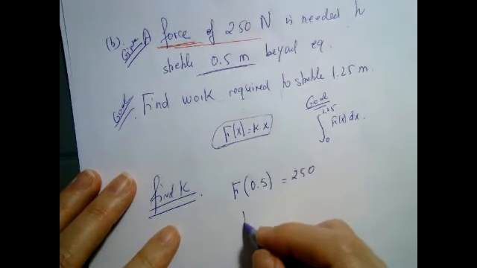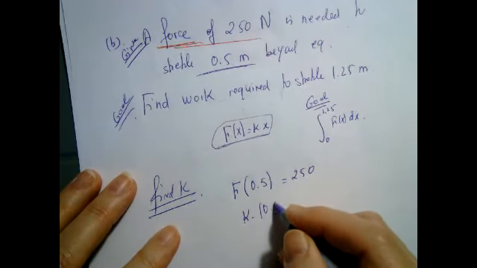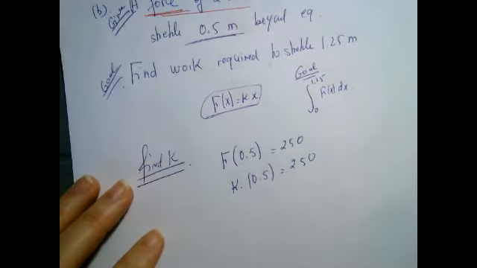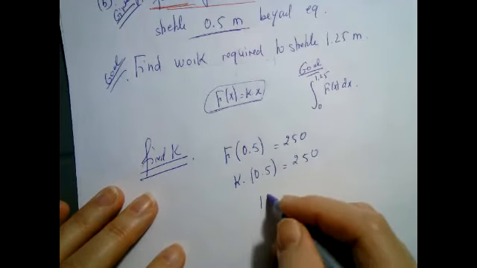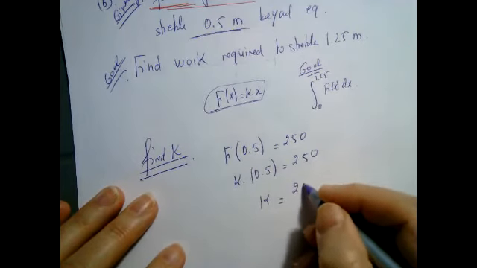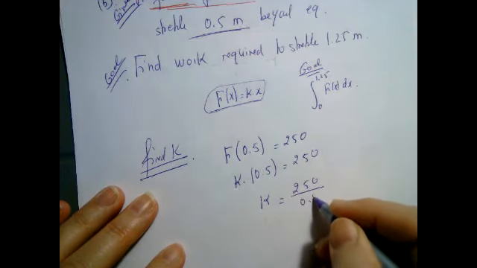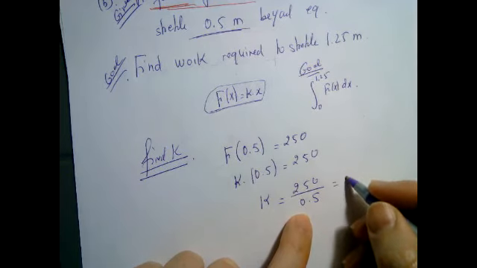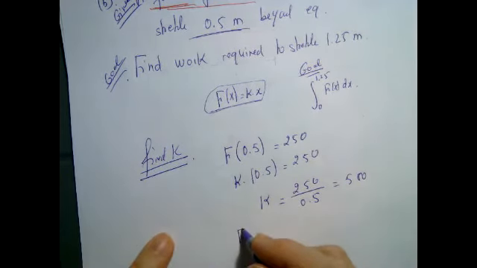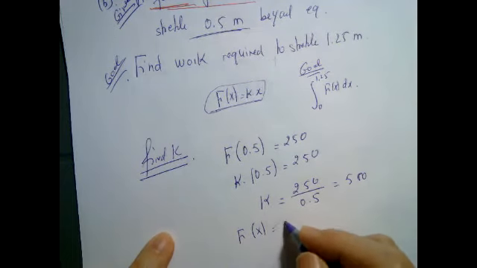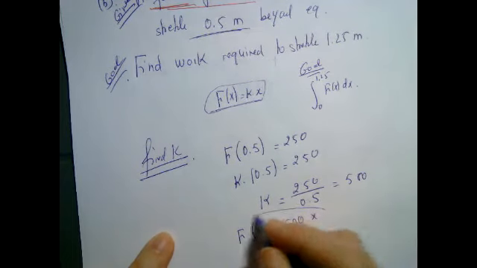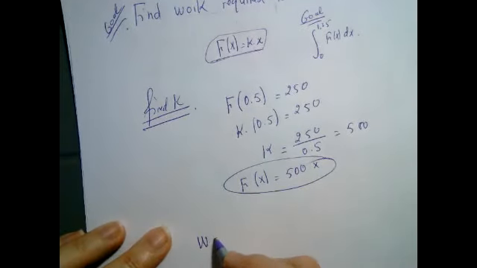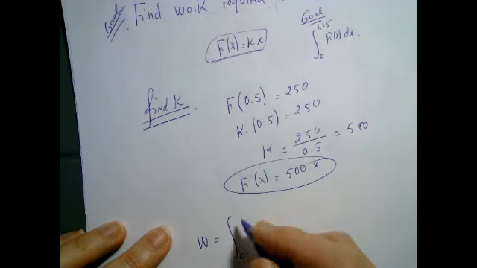The rest is simple. If you take k, multiply it by 0.5, you are going to get 250. And then k is going to be 250 divided by 0.5. It's basically like multiplying by 2. This will give me 500. So the formula for the force now is 500x. Now I have the force. Now I compute the work. So you have just to read the problem. It's not hard. It's just reading carefully.